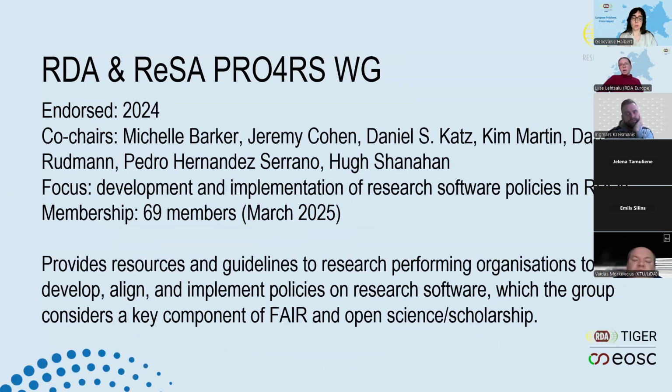And the RDA and Research Software Alliance's shared working group provides resources and guidelines. I think they are about 12 months into their 18-month work period. So they're starting to finalize their guidelines around research software policies in research performing organizations. So again, if you're in a stage where you're developing policy for your organization, there will be guidelines coming out that might help you think how you include research software policies in your policy development.